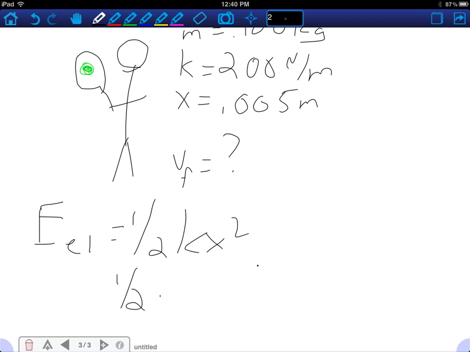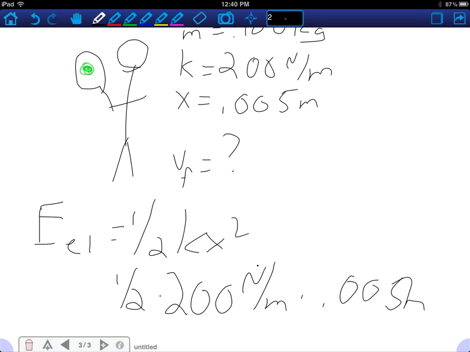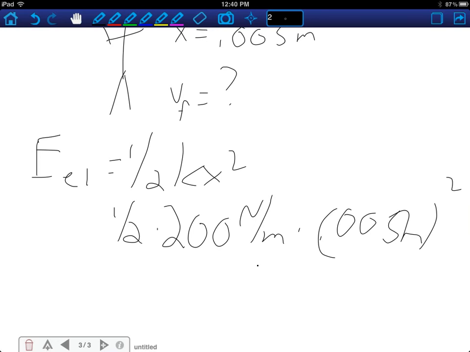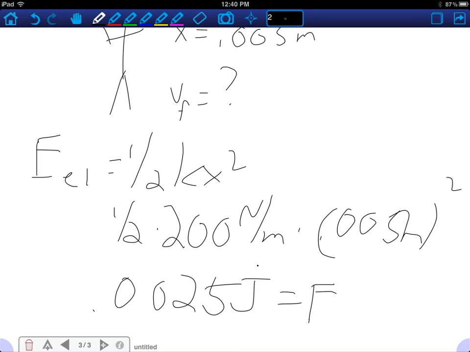So we have 1/2 times 200 newtons per meter times 0.005 meters squared. So I know what that's going to be. 0.5 times 200 times 0.005 to the second. Ooh, that's not very big. 0.0025 joule is my elastic energy. So that's not real good for us.